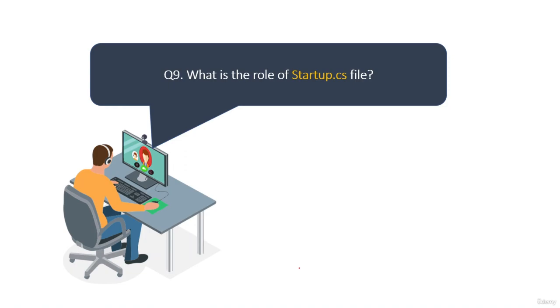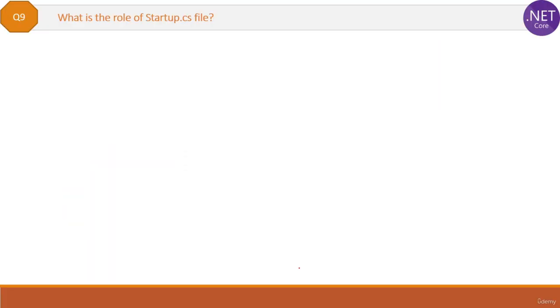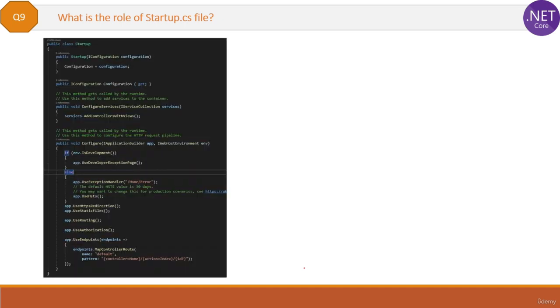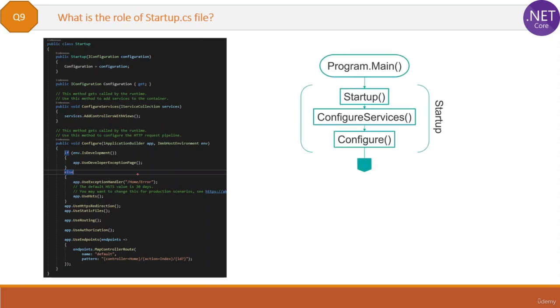Next question is, what is the role of Startup.cs file? Here is the default content of Startup.cs file you will see when you create a blank web application in .NET Core. And here in the diagram you can see the flow. Program.cs file is the entry point, and then it will redirect the request to the Startup.cs file.